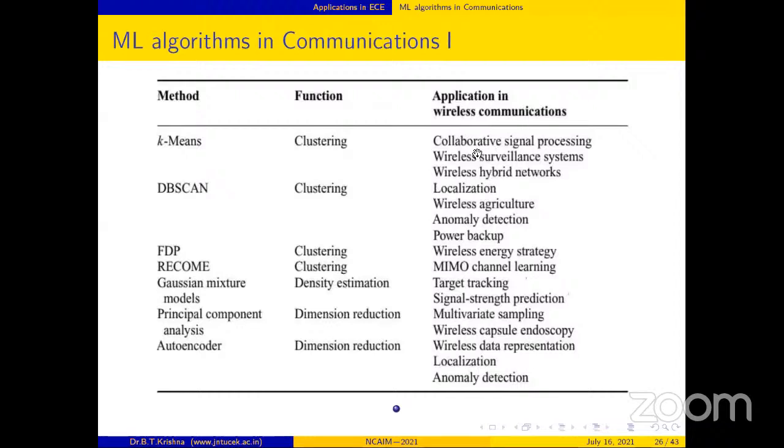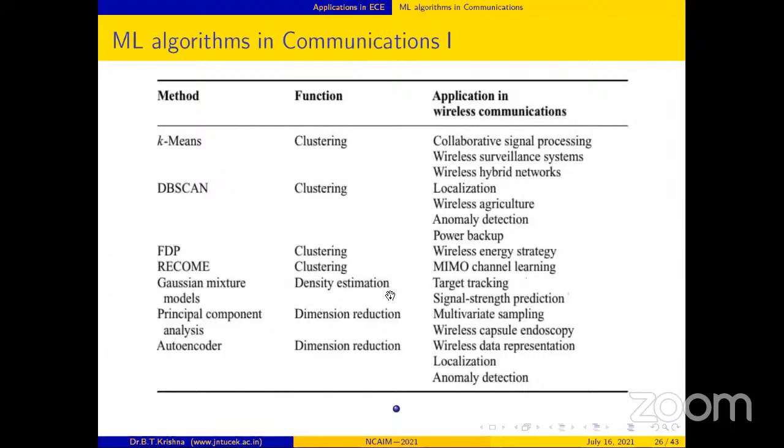And these are the applications: collaborative signal processing. That means the K-means algorithm can find applications in wireless surveillance systems and wireless hybrid networks. The DBSCAN method is a clustering function, and it finds applications in power backup, anomaly detection, localization, and wireless agriculture.